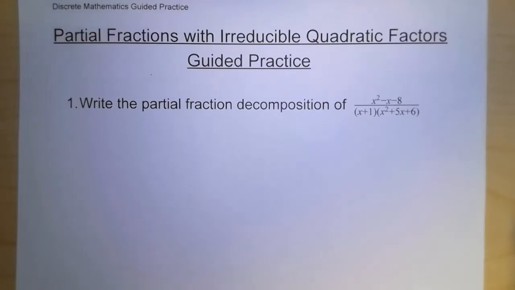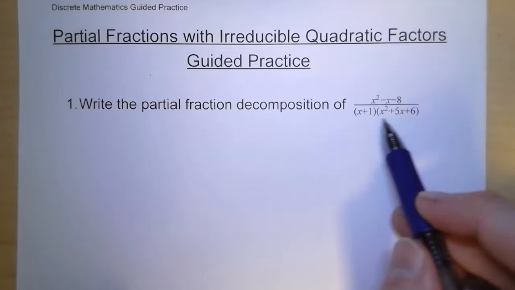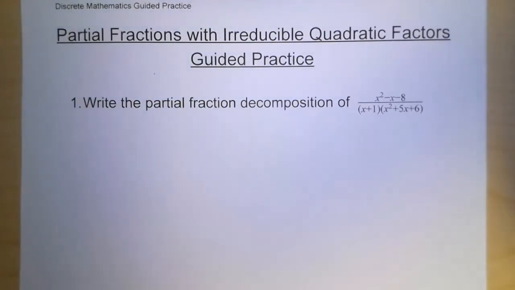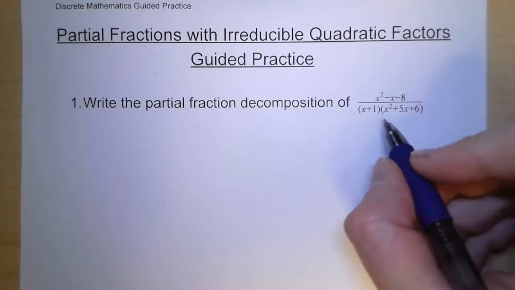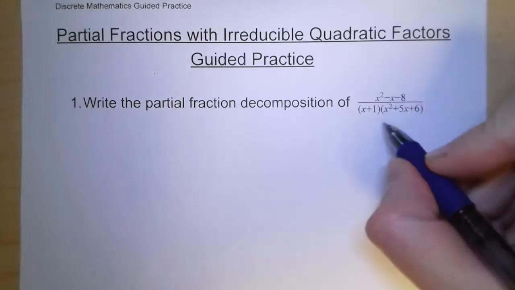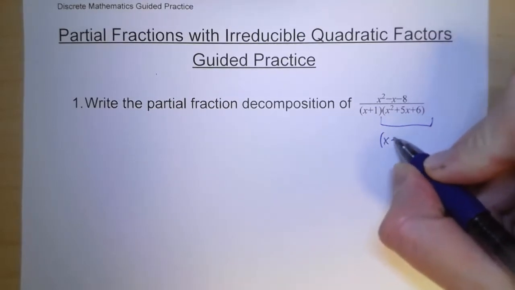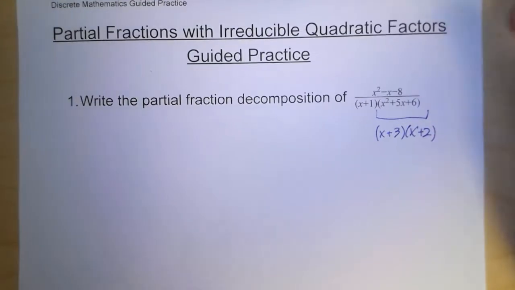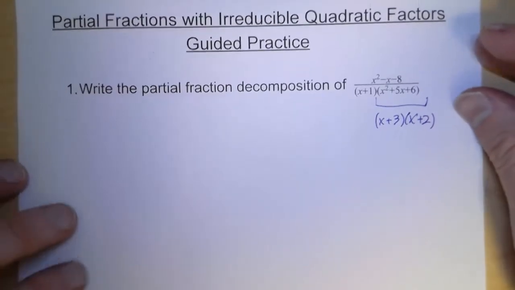So let's get started. In this problem, we have x plus 1 as a denominator, and we have x squared minus 5x plus 6. In previous videos, we've talked about how to do partial fraction decomposition, but what you want to do is be sure that you can factor down whatever you have. In this case, we have a quadratic, and we can factor this as x plus 3 times x plus 2. So this is not an irreducible quadratic. This is like some of the previous ones that we've seen in other videos.